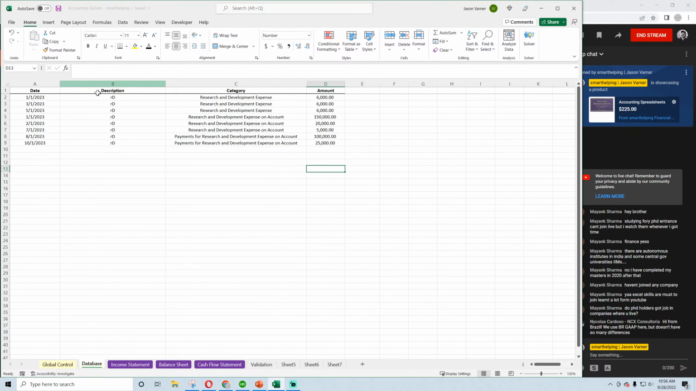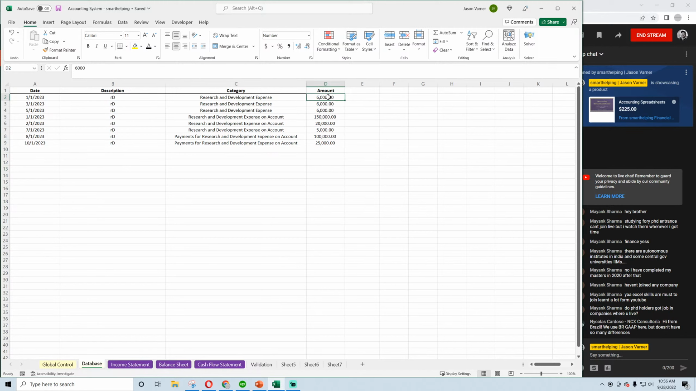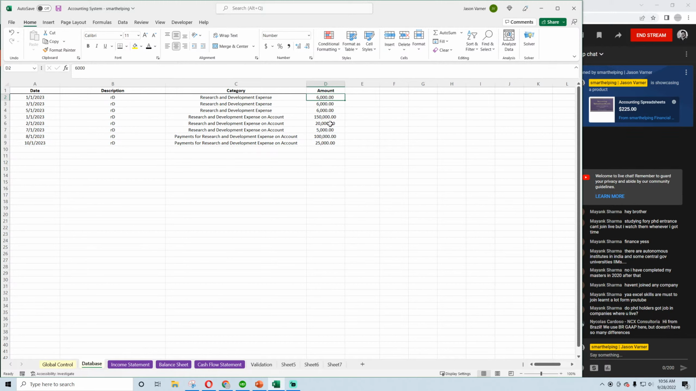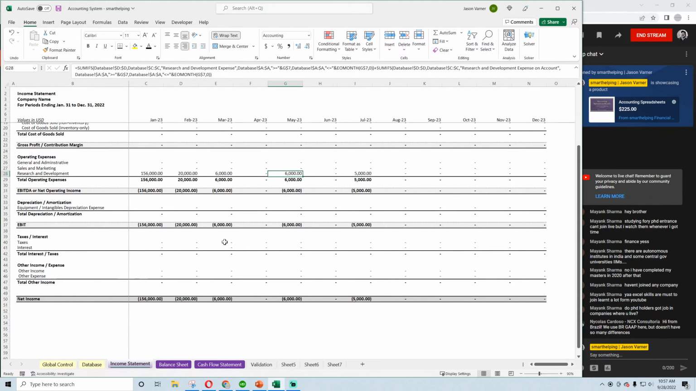All right, now let's check the accounts. So income statement, R&D for Jan 156. January we have 6. We have 150, and that would be it. Yep, so that looks good. Then 6, 6, 5, 20 for Feb, 6 for March, 6 for May, and July 5. Okay, good. So that's all looking good.